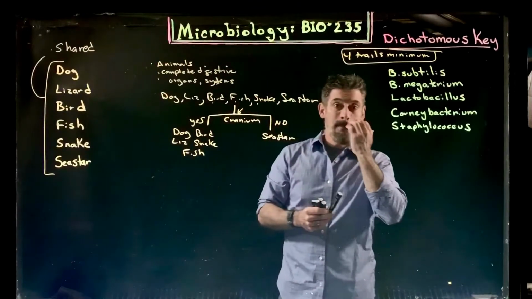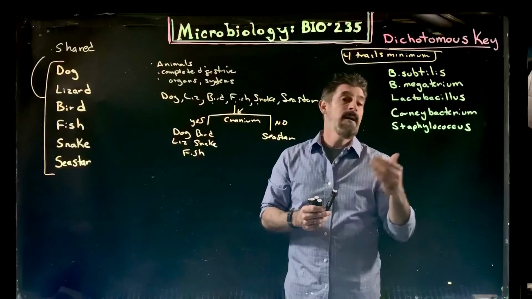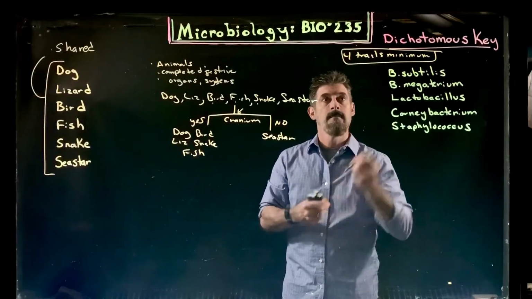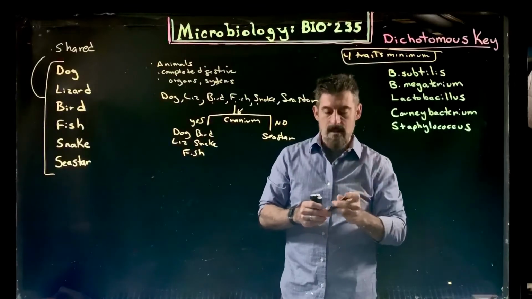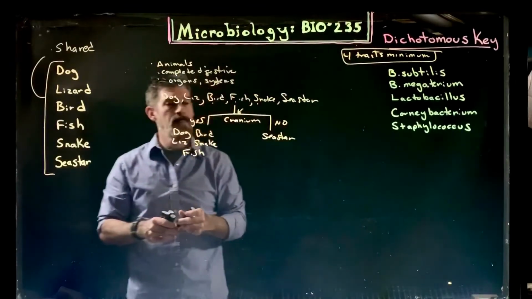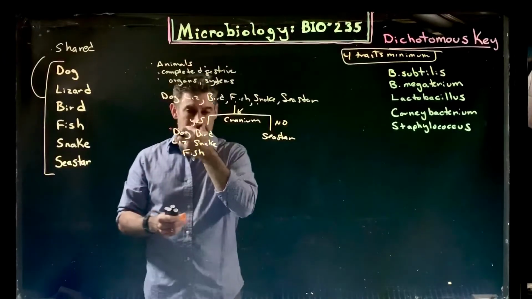If you can separate it with say 2 or 3, I'm still going to ask you just to add in a few more traits or characteristics just to help identify the organism. So continue on with our example here. What do we do next?